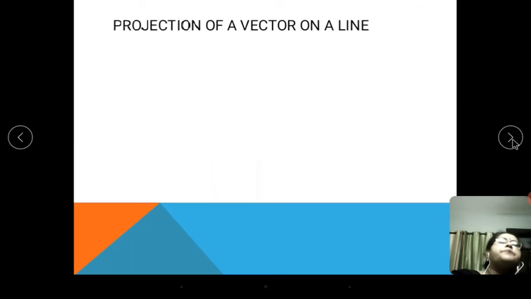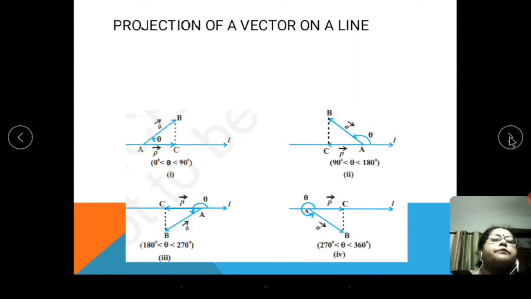Okay, and now before we conclude this scalar product or dot product, we will see the application of this scalar product in some very important aspect. For that, let us look into projection of a vector on a line. What do we mean by that? Say we have here 4 figures. Let us look into one only.